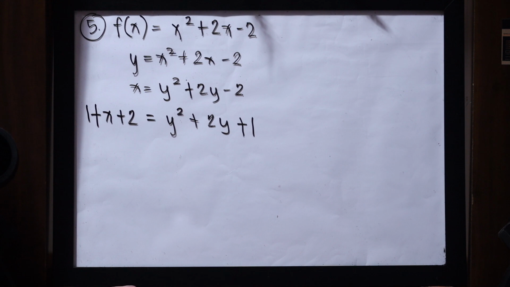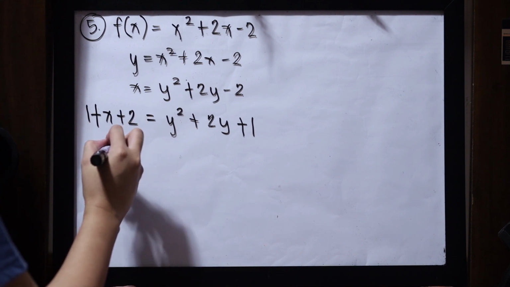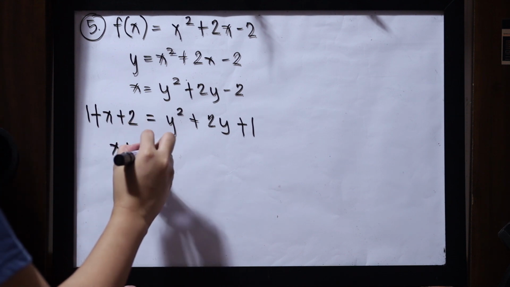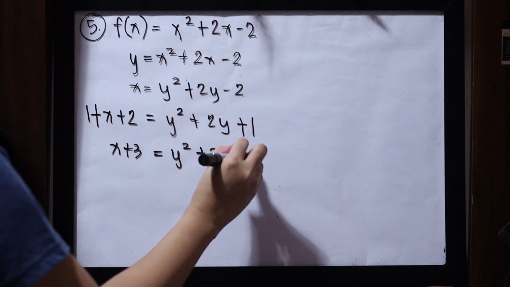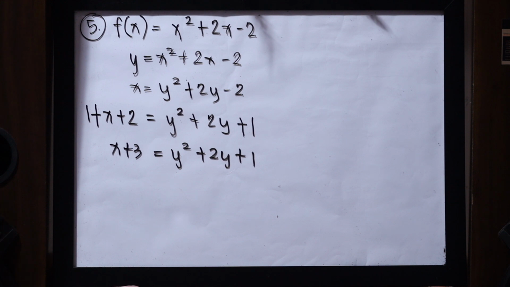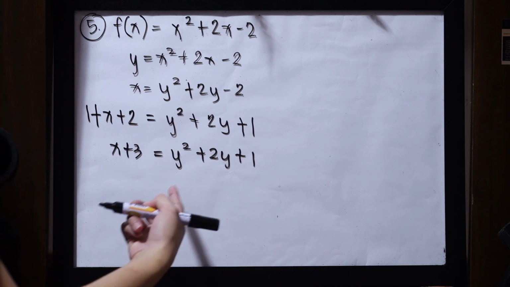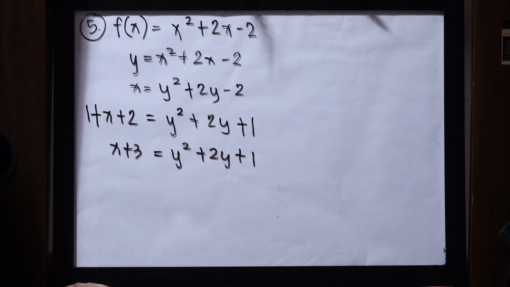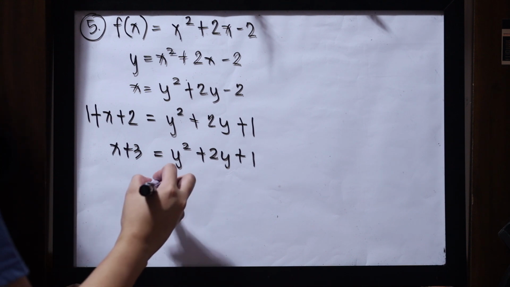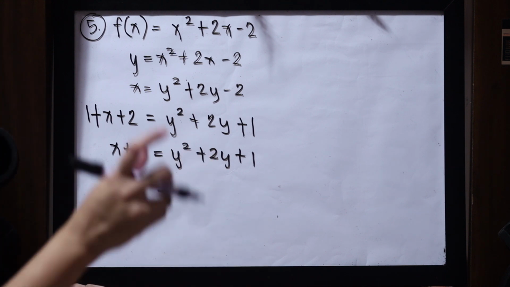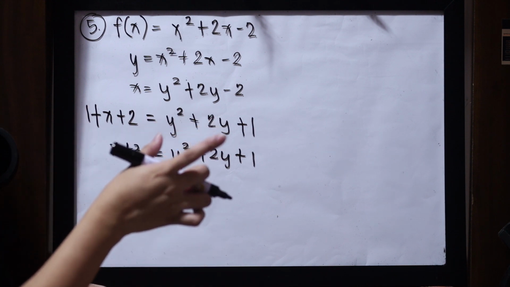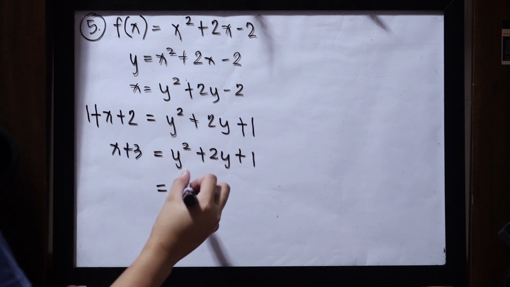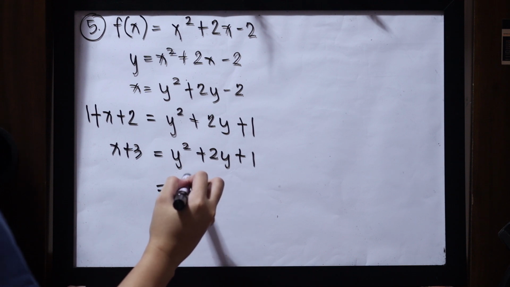Then, you simplify the equation. So, for this one, we'll have x plus 3 is equal to y squared plus 2y plus 1. So, ngayon, next, ay ang gagawin natin, we have to get the factors of y squared plus 2y plus 1. Madali na lang to kasi nga, ang ginagawa natin sa completing the square ay isang perfect square trinomial. So, eto, ang magiging factors niya lang ay kunin mo yung square root ng y squared.